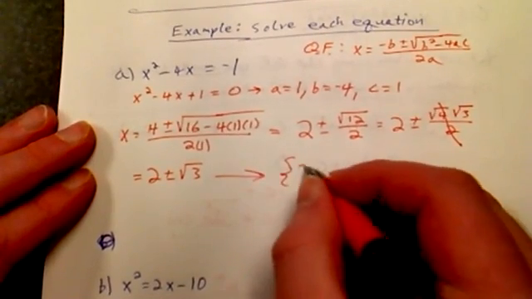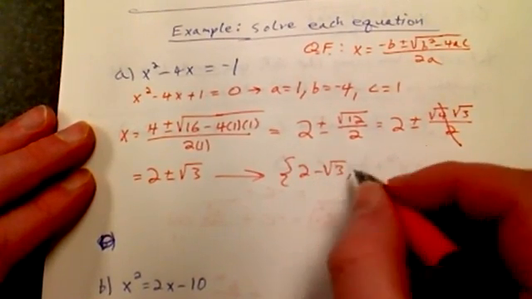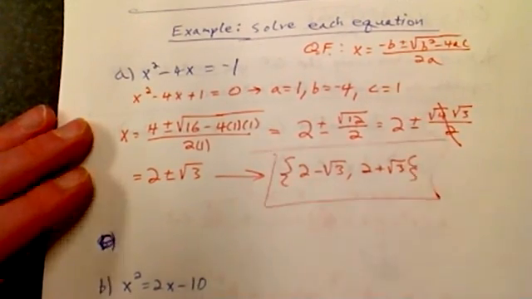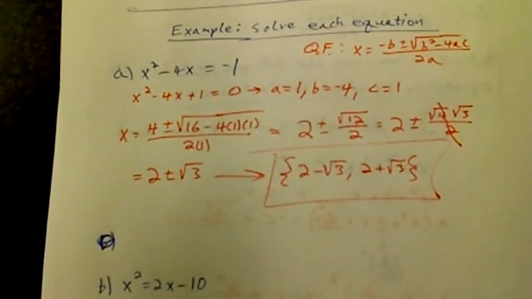So that looks like this: 2 minus the square root of 3 and 2 plus the square root of 3. Now these right here, they're not really easy. We would have had a hard time trying to factor this and find these solutions. So that's why the quadratic formula is very useful in a situation like this. We could do it by completing the square if we had wanted to.